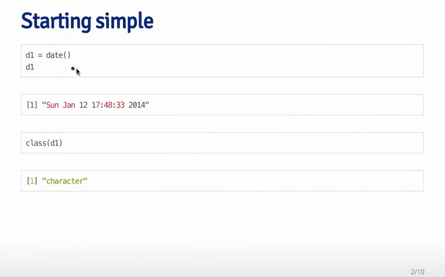We're going to look at the date function. So this is the date function right here, and if you call it, you actually get the time that is happening right then. So this is the time that the slides were processed. The class of this variable is actually just a character, so the date function just returns a character that gives you the date and time. But in general, it's not always so simple.